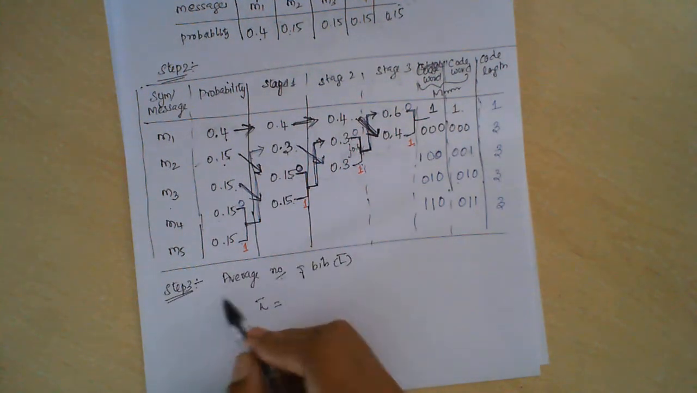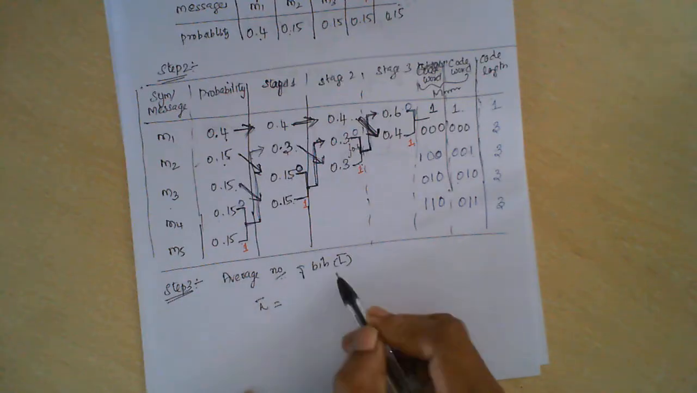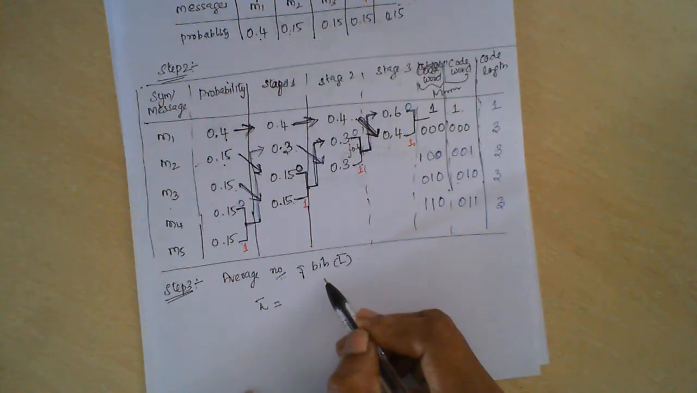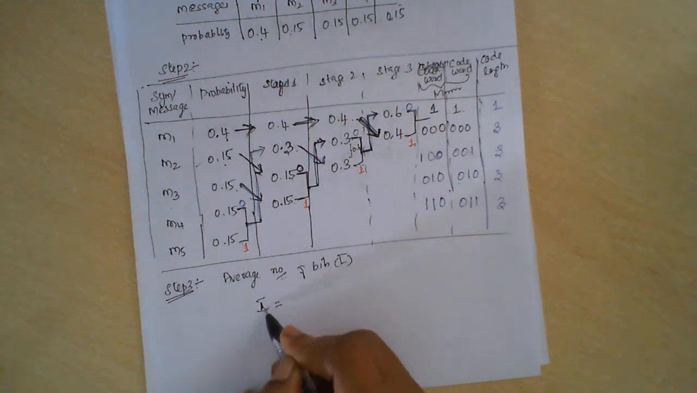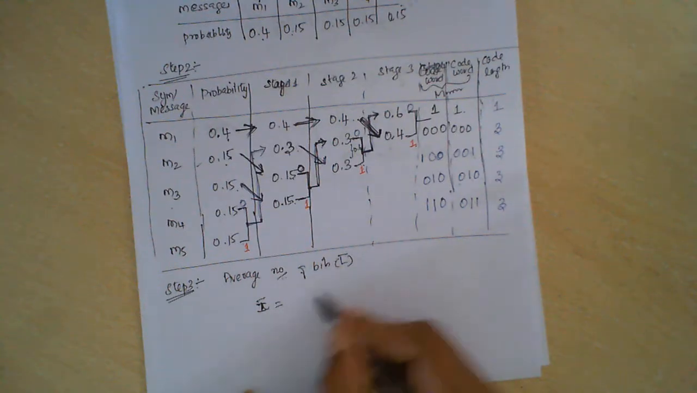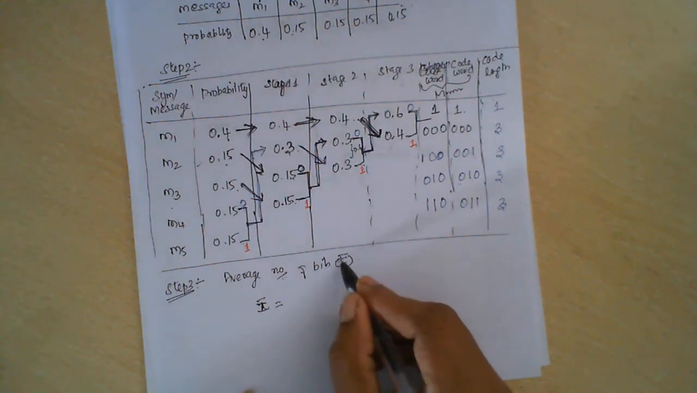So coming to step 3, we need to find L bar first, next we need to find entropy, then we can go with efficiency, and finally redundancy. So finding out L bar. Here I am taking it as L bar.